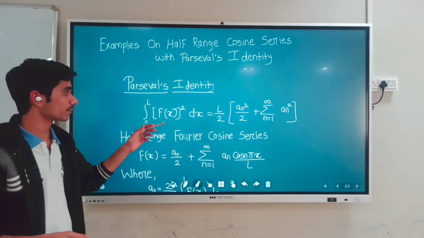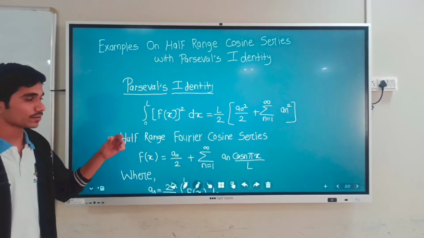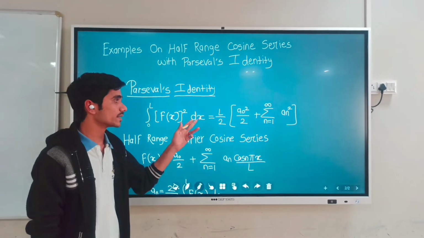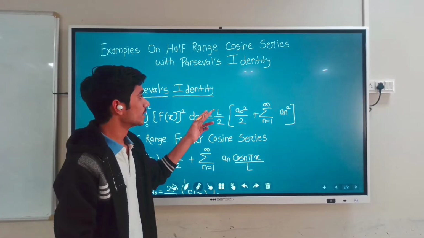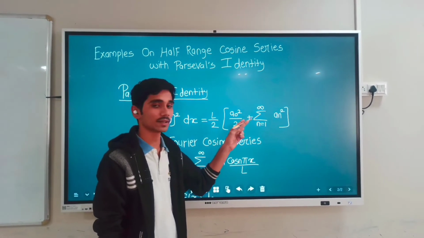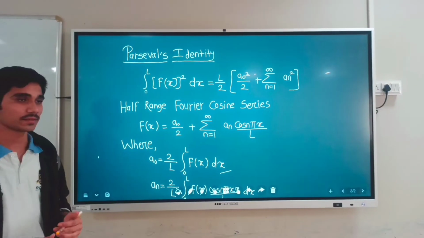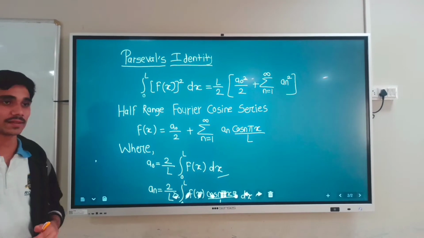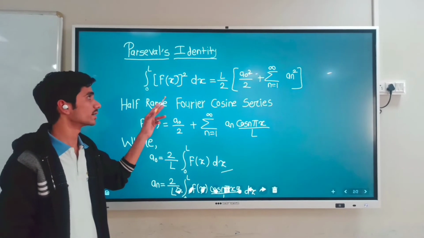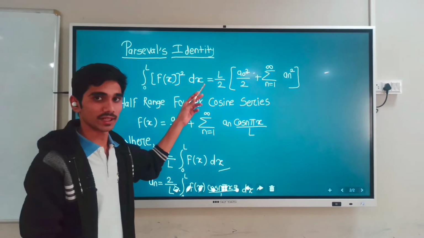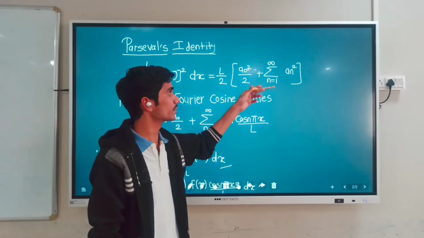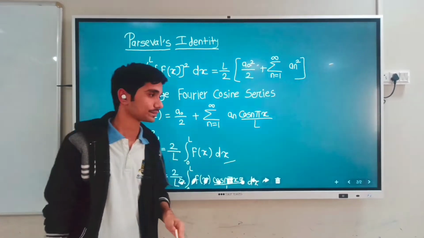It is a formula. The integration from 0 to L of f of x squared dx is equal to L by 2 times the bracket of a naught squared upon 2 plus the summation, n varies from 1 to infinity, of a n squared.